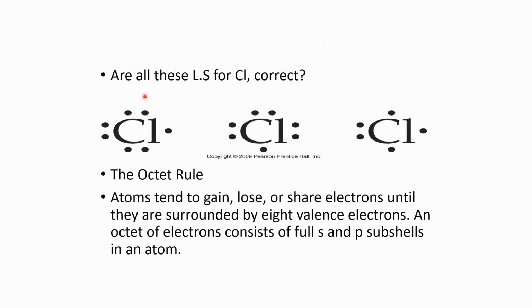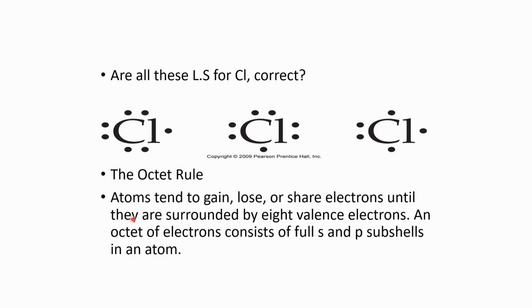Question here: are all these Lewis structures for Cl correct? You look at them. Chlorine is in group 7A, so it contains 7 valence electrons. So here 2, 2, 2, and 1, this is correct, and here 2, 2, 2, 1, this is correct, but this one we have only 5, so this is incorrect.